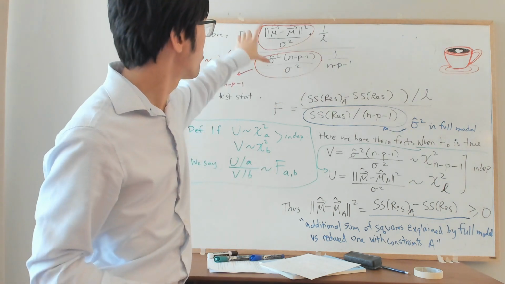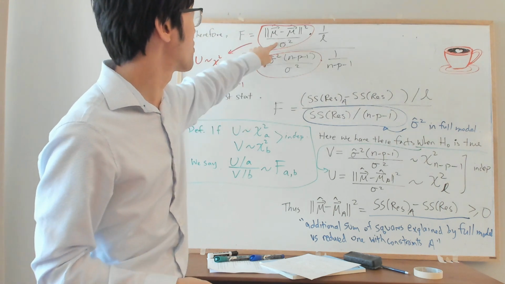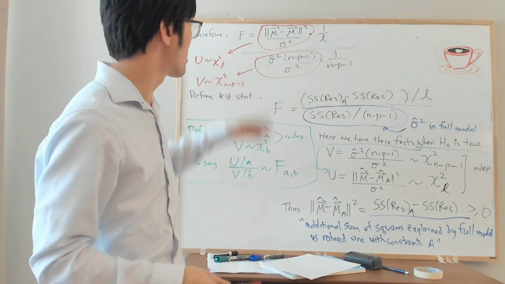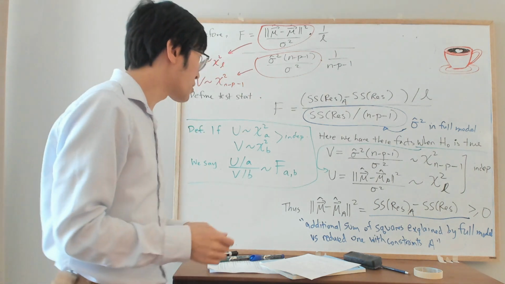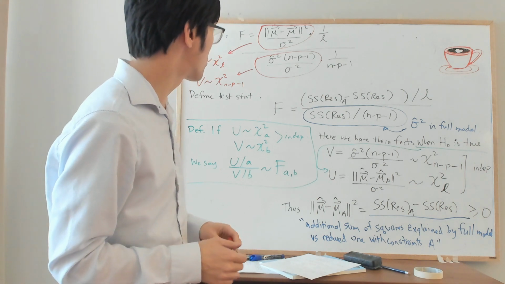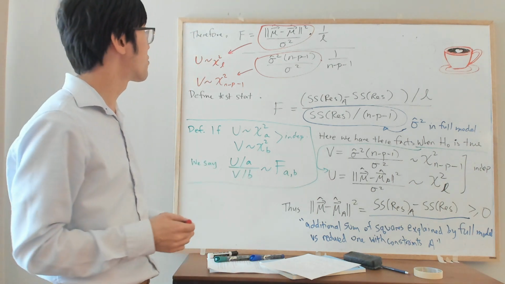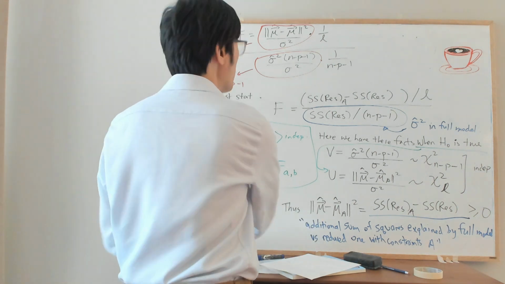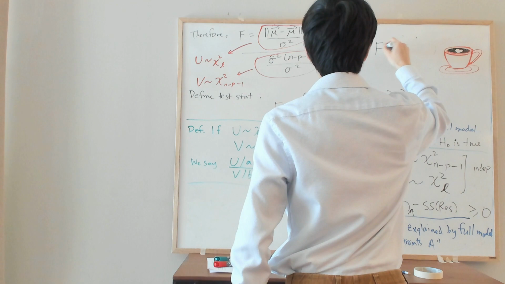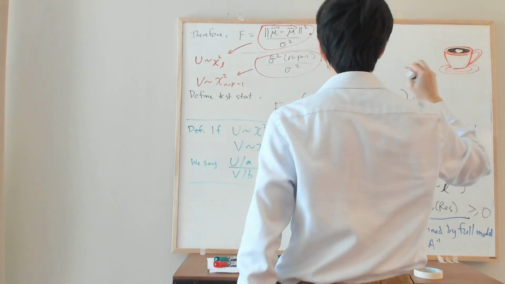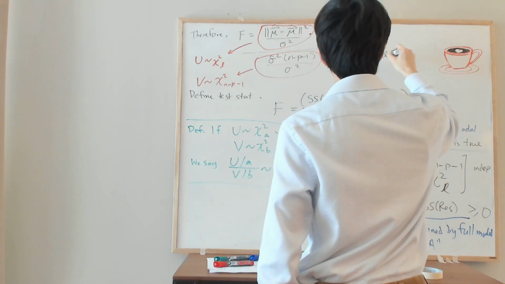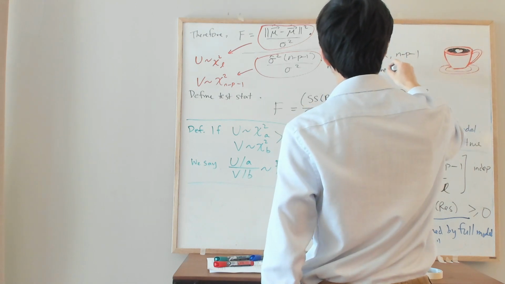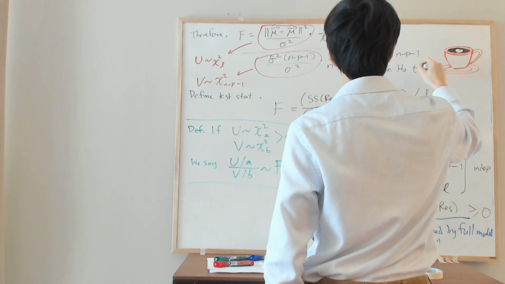You notice this part completely matches the F statistic. I just divided top and bottom by sigma squared. Okay, so this is the same test statistic, and when the null hypothesis is true, this test statistic follows an F distribution. Degrees of freedom are L and n minus p minus 1 when the null hypothesis is true.